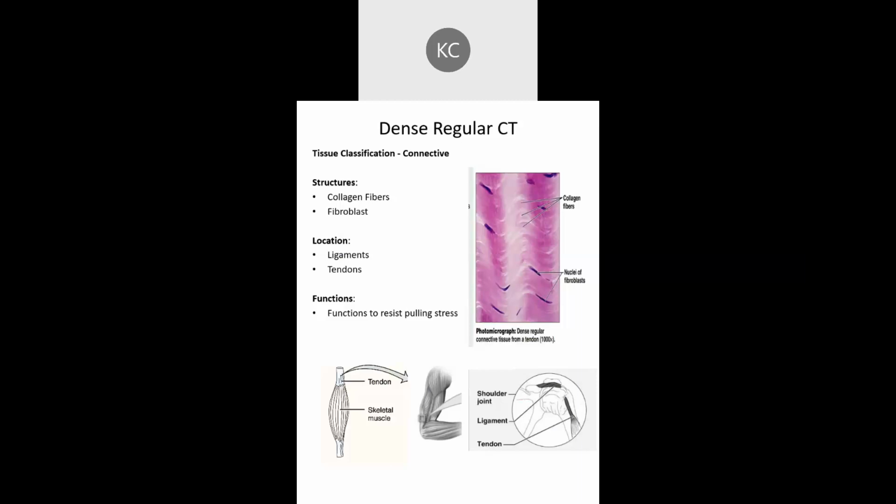When you see the term blast on the end of a cell, think that it is building that cell, or it is building something, it is producing something, okay? So when we do our bone lecture, we'll talk about osteoblast. These are the cells that build bone. Chondroblast are the cells that build cartilage, okay? So keep this in mind.